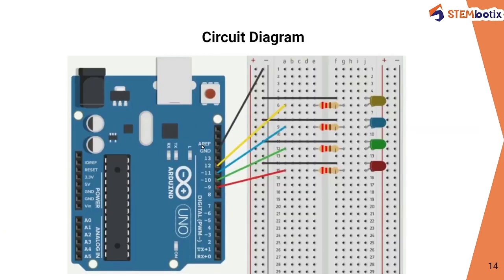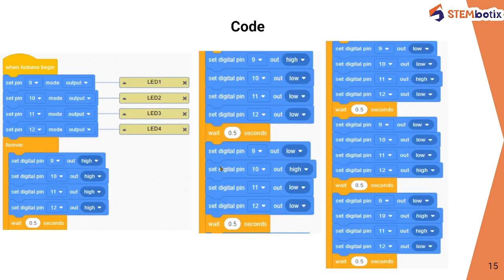Here we have connected 4 LEDs on pin numbers 9, 10, 11 and 12. Similarly use those pin numbers. So pin number 9 mode output, pin number 10 mode output, pin number 11 mode output, and pin number 12 mode output also. Here we have added comments: this is LED 1, this is LED 2, this is LED 3 and this is LED 4. This is added just to clarify that the devices connected on pin numbers 9, 10, 11, 12 are different LEDs.